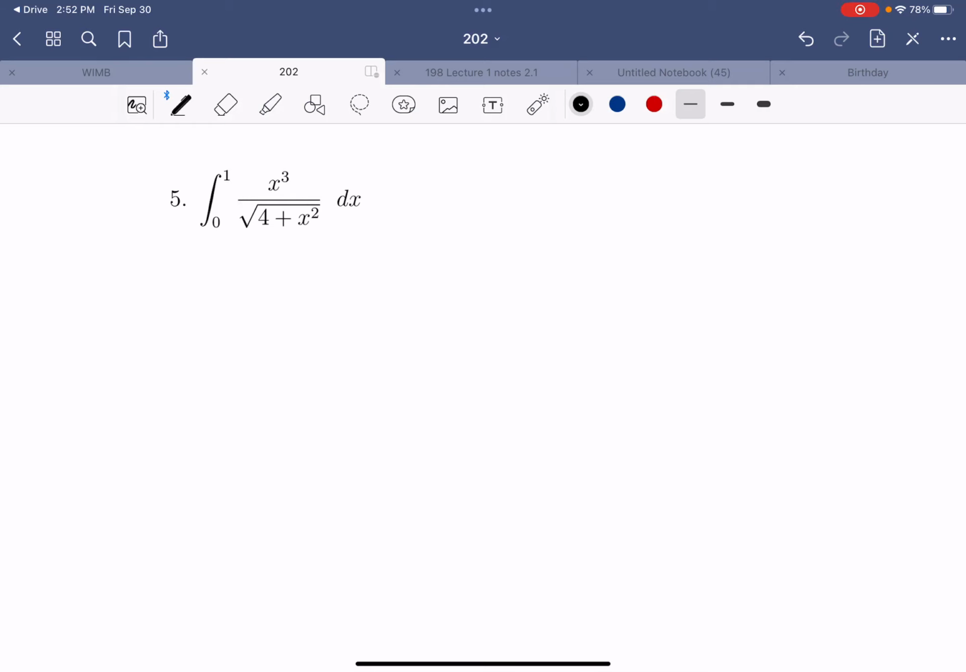This is the second half of the guided practice problems for section 7.1. This is number 5 and 6, and these get a bit tricky.